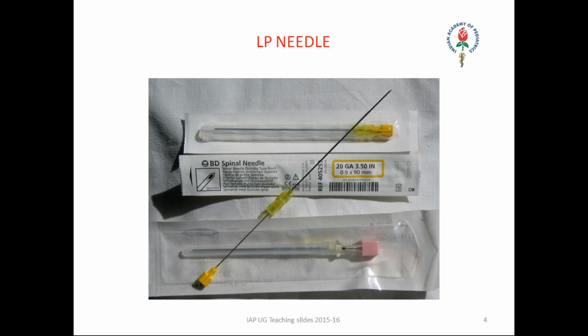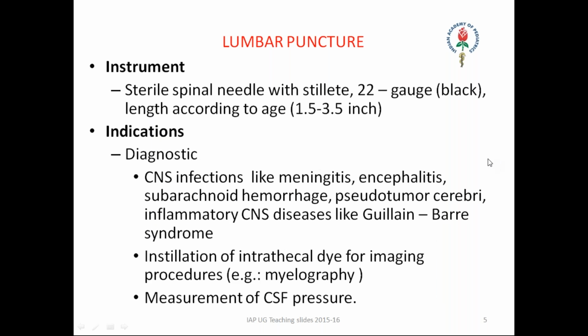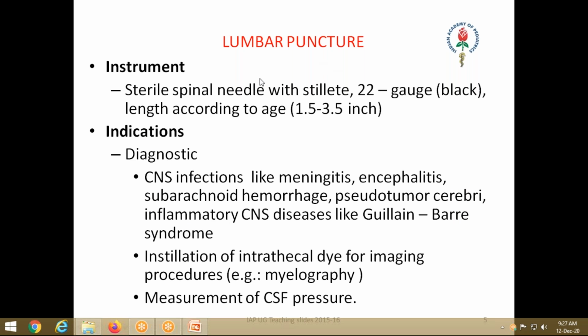So this is the LP needle. You can see a needle here. It is a spinal needle. Coming to the lumbar puncture needle instrument, it is a sterile spinal needle, 22 gauge, length according to age. Usually black needles will be present. Length according to age is 1.5 to 3.5 inch.